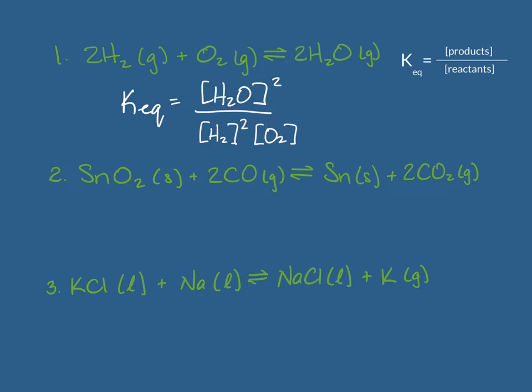For number 2, again, we check out our states, and I have a solid here, a gas, another solid, and a gas. So really the only 2 things I'm going to include in my equilibrium expression are this carbon monoxide and this carbon dioxide. So when I write this for number 2, it's going to be KEQ equals products over reactants. So CO2 squared, because of that 2 coefficient, over my reactants. My concentration of carbon monoxide, also squared. Because remember, we leave out any solids and liquids.